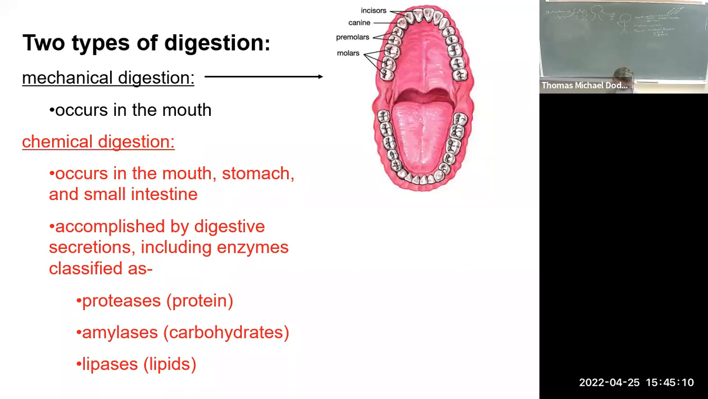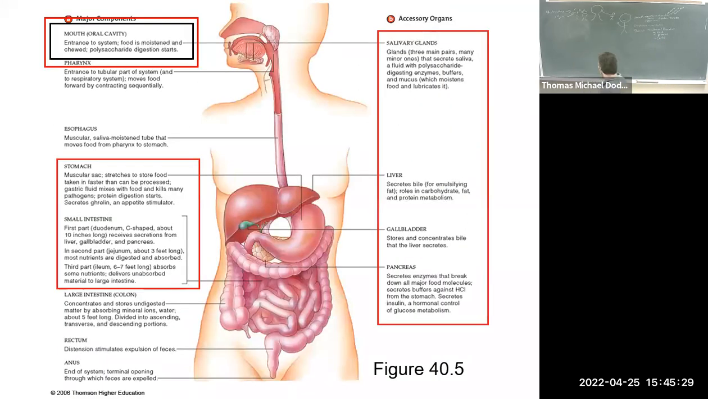Now, let me ask you this. What is digested in the stomach? Carbs and proteins. So we continue carbohydrates. And then what do we do? Go from stomach to where? And what do we do here?